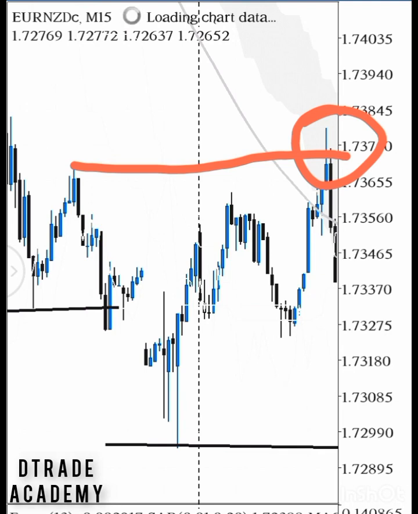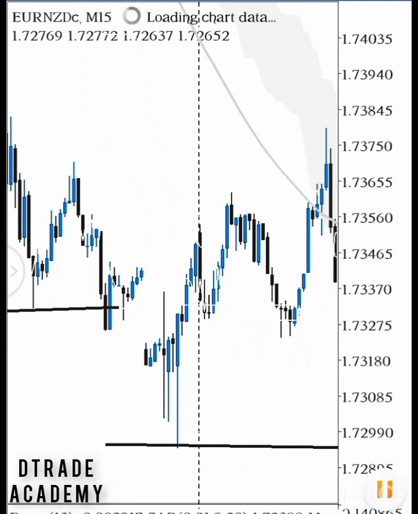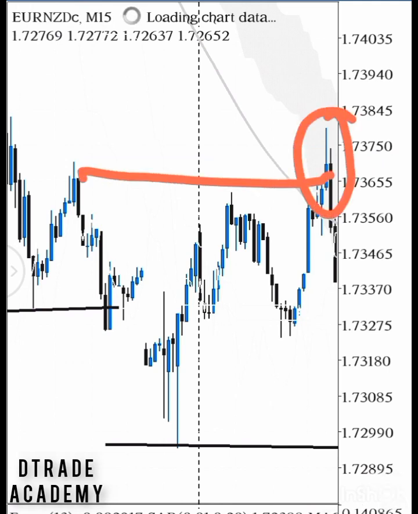Had it been the body of the candle that closes above here, had it been a full body, now we know that we have a change of character, but here is a clear sign of liquidity. So this is a clear sign of liquidity, that is stop hunts.